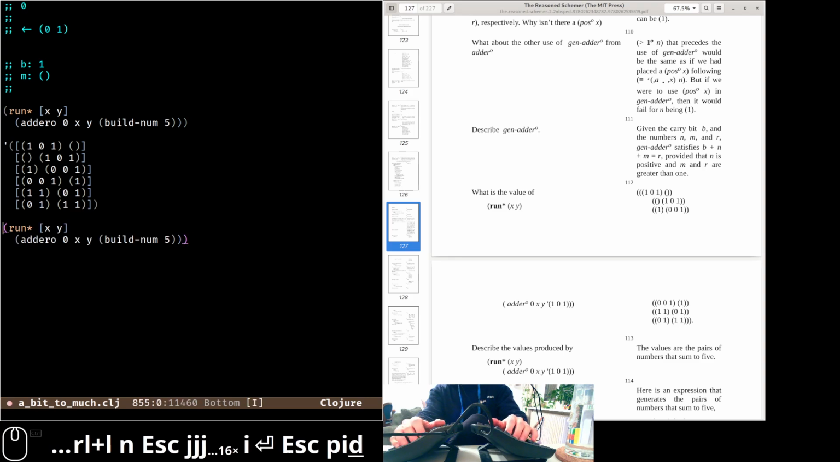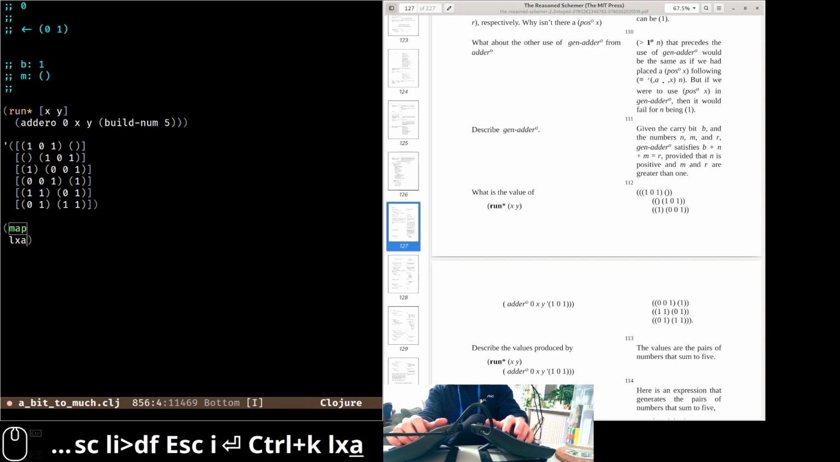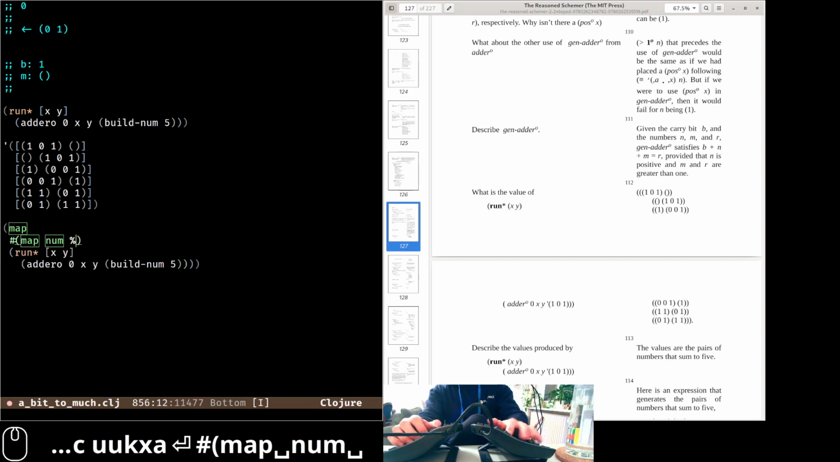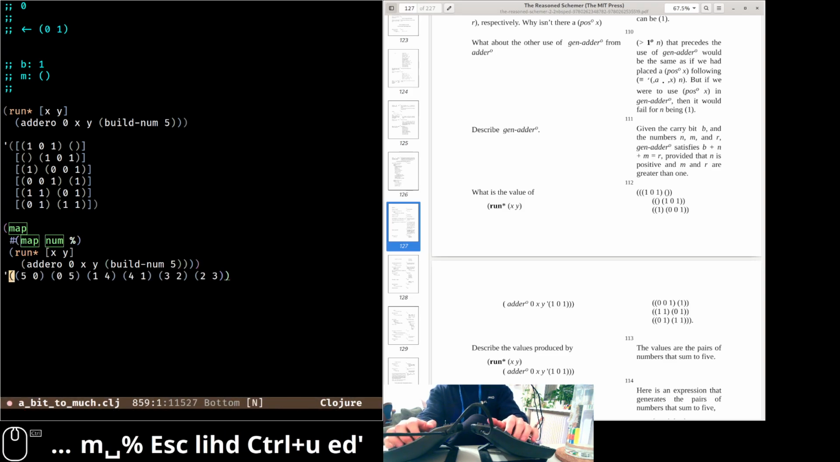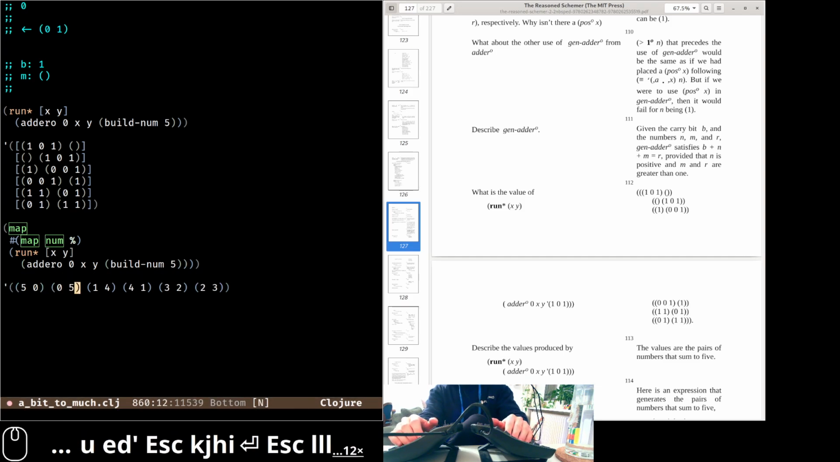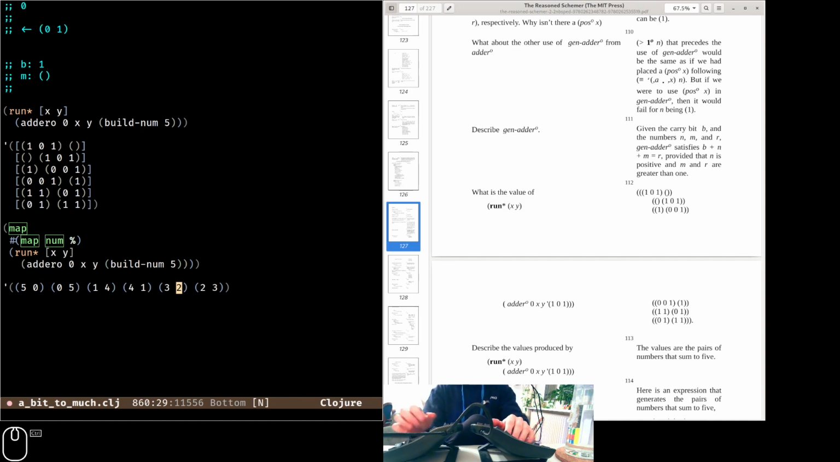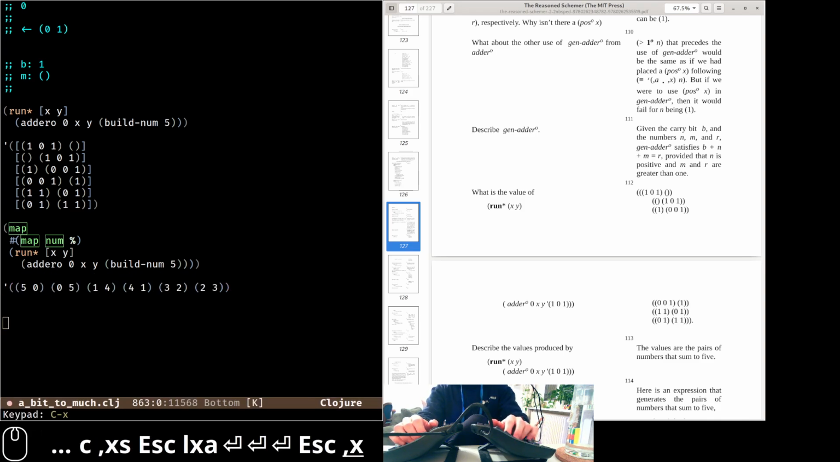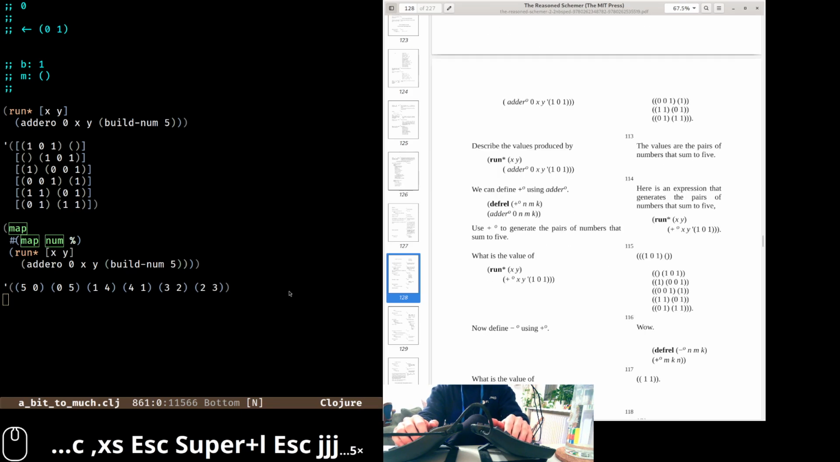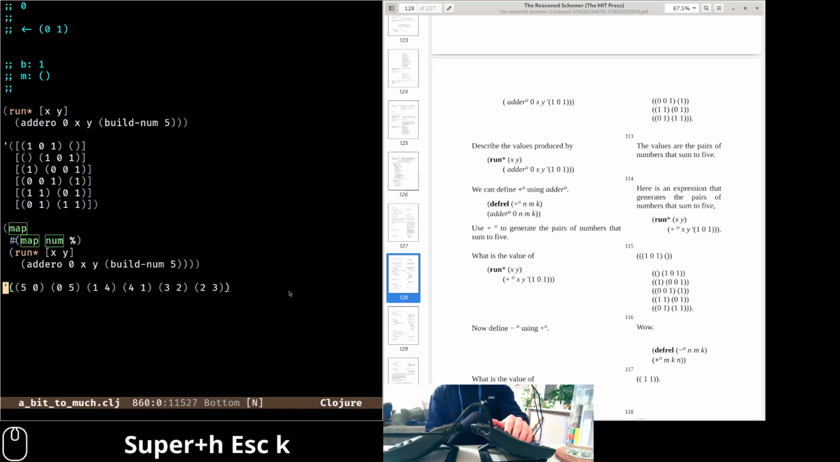Yeah, and because this is a little bit hard to read, I can cast it to the symbolic domain or the closure domain. So 5 plus 0 is 5, 0 plus 5 is 5, 1 plus 4 is 5, 4 plus 1 is 5, 3 plus 2 is 5, and 2 plus 3 is 5. Describe the values produced by this. These are all possible values for x and y, where x and y are numbers starting with 0, 1, 2, 3, and so forth, and x plus y is 5. The values are pairs of numbers that sum to 5.